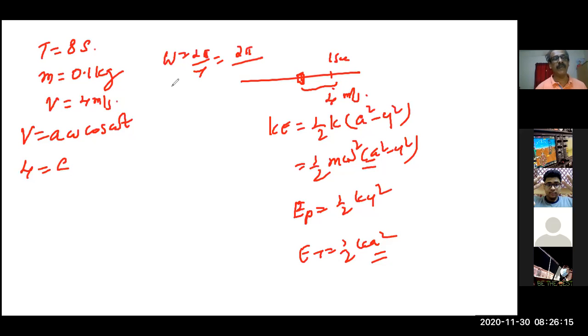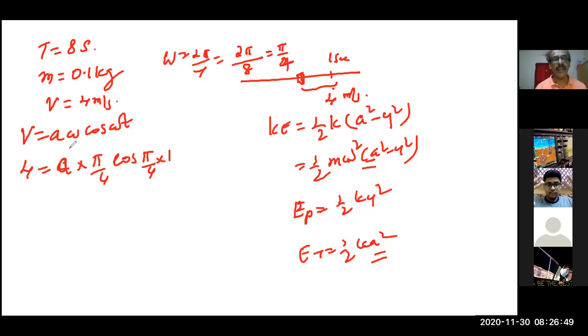So 2 pi divided by T is how much? 8. That means pi by 4. That is omega. Pi by 4, right? Pi by 4 is omega. So here you can substitute. A we don't know. Omega pi by 4, into cos omega again pi by 4 times 1 second. Any doubt?